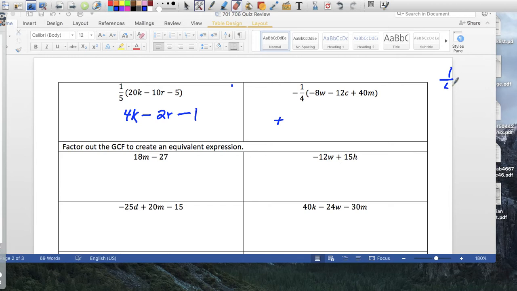1/4 times 8. So think about 1/4 times 8, or you can think of it as 8 divided by 4, because if you multiply the top, you get 8. 4 times 1 is 4. And 8 divided by 4 is 2. So you get 2w. Negative and a negative, again, is going to be a positive.